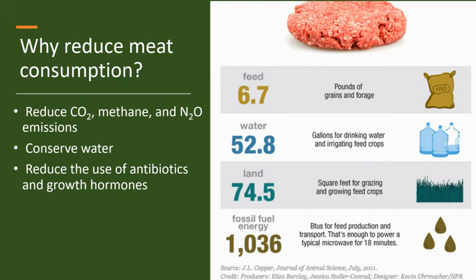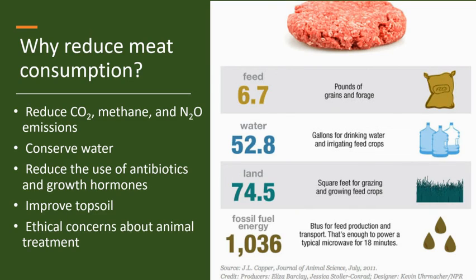The less meat we eat reduces the use of antibiotics or growth hormones required to grow those animals. Chances are good that soil quality will improve because animals are not overgrazing soil in the rangelands. And then overall, it reduces ethical concerns about animal treatment because animals will not be treated badly if we don't have to grow so much of them in CAFOs.